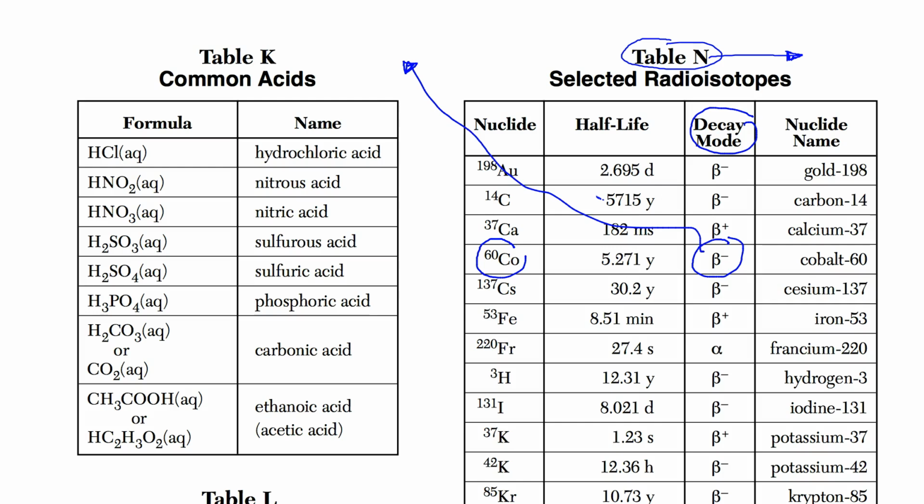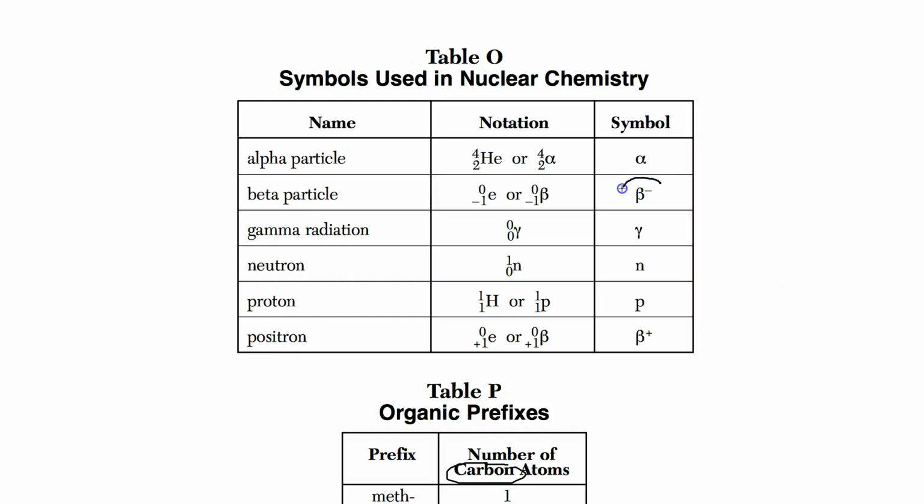Table O is your helpful friend here. And your B negative symbol is a beta particle, which you know is basically an electron. So that comes out of the nucleus to make the unstable radioactive cobalt-60 more stable, to help its proton to neutron ratio. Onto the booklet.